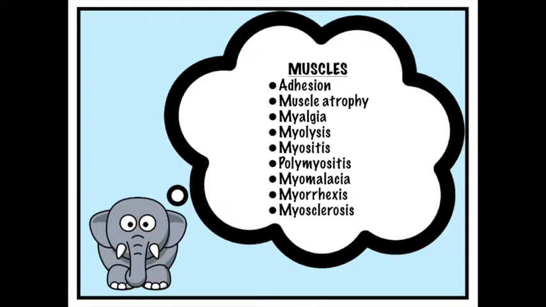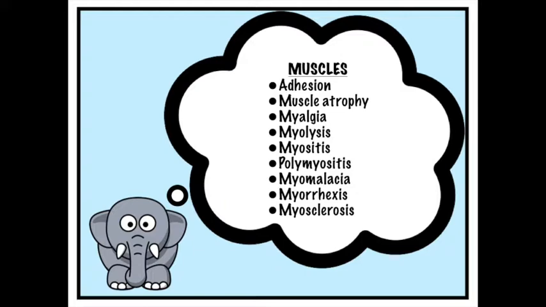Polymyositis is a chronic progressive disease affecting the skeletal muscles that is characterized by muscle weakness and atrophy. Poly meaning many, myos meaning muscle, and itis meaning inflammation. Myomalacia is abnormal softening of muscle tissue. Myo meaning muscle, and malacia meaning abnormal softening.